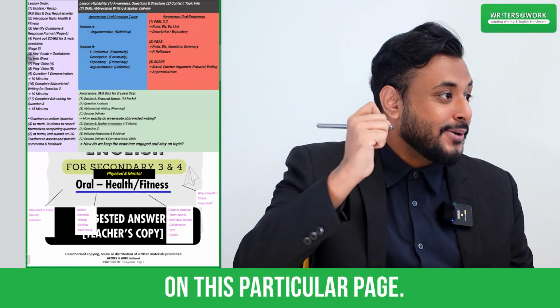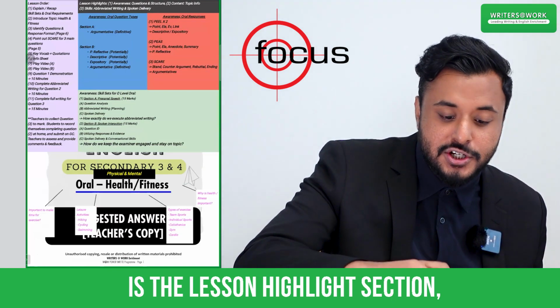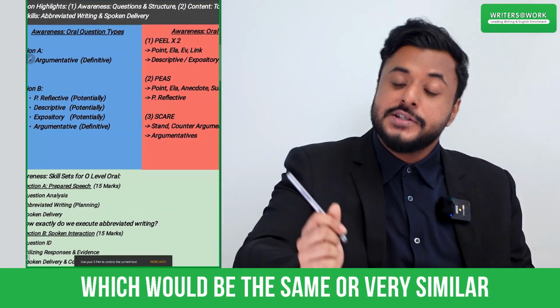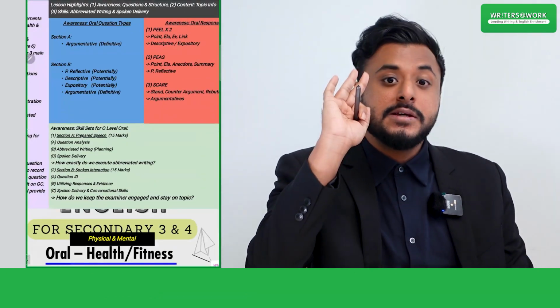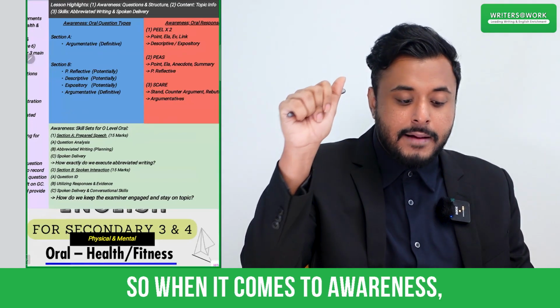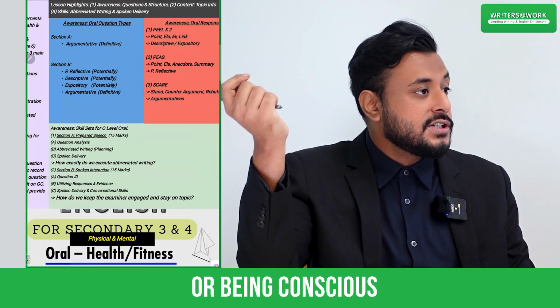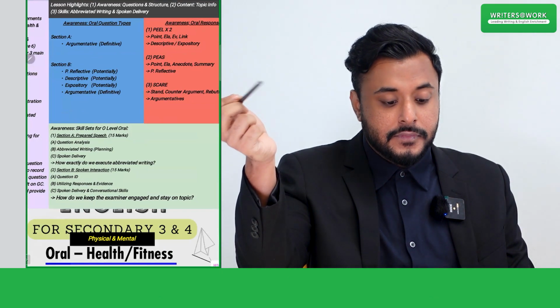So there's a whole lot of content on this particular page, but the first thing I'm going to focus on is the lesson highlight section, which is all the way at the top, this little grey box. Now, there's 3 lesson highlights which would be the same or very similar across the 4 lessons. 3 things that we want to tell them: awareness, content, and skills. So when it comes to awareness, it's more of the understanding or being conscious of all the different aspects of both section A and section B.